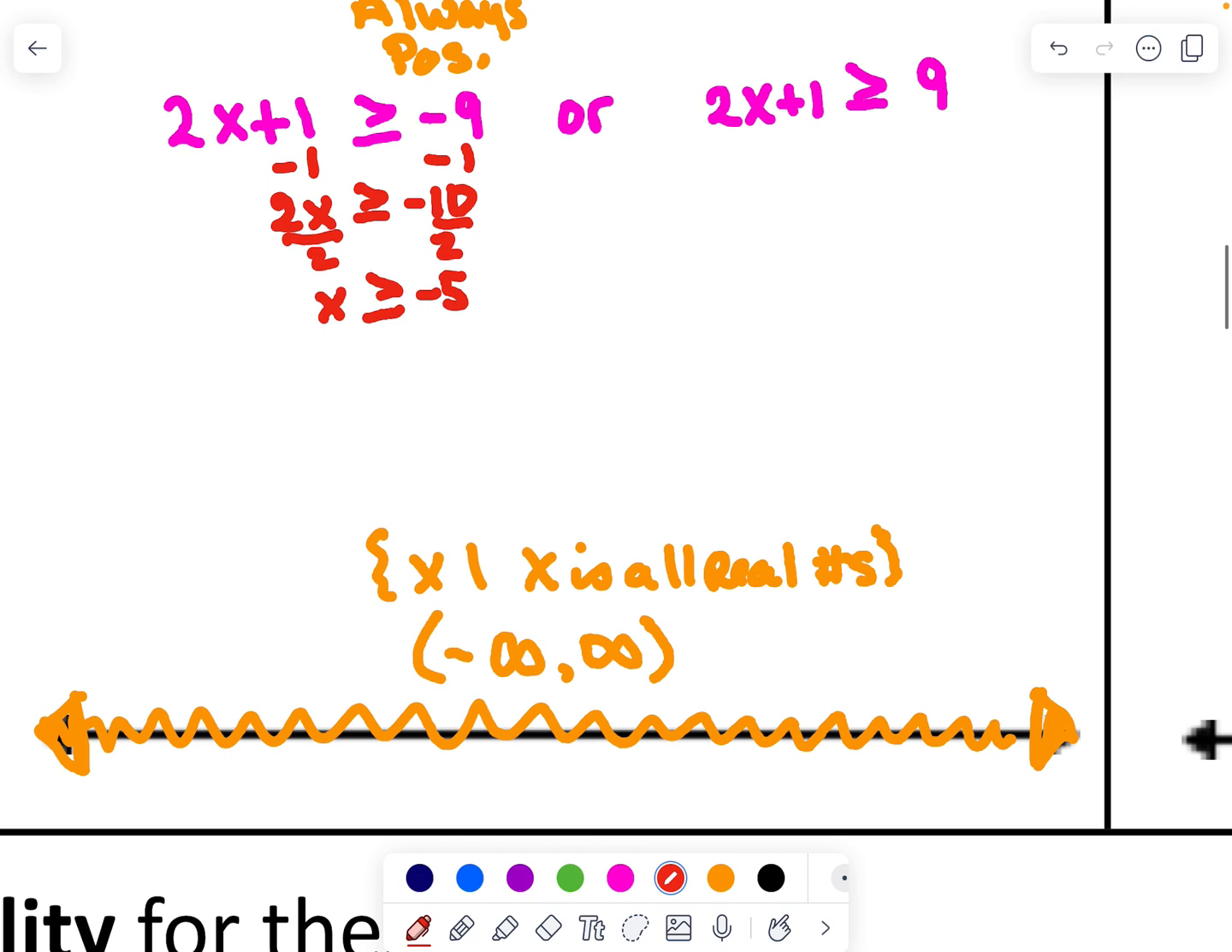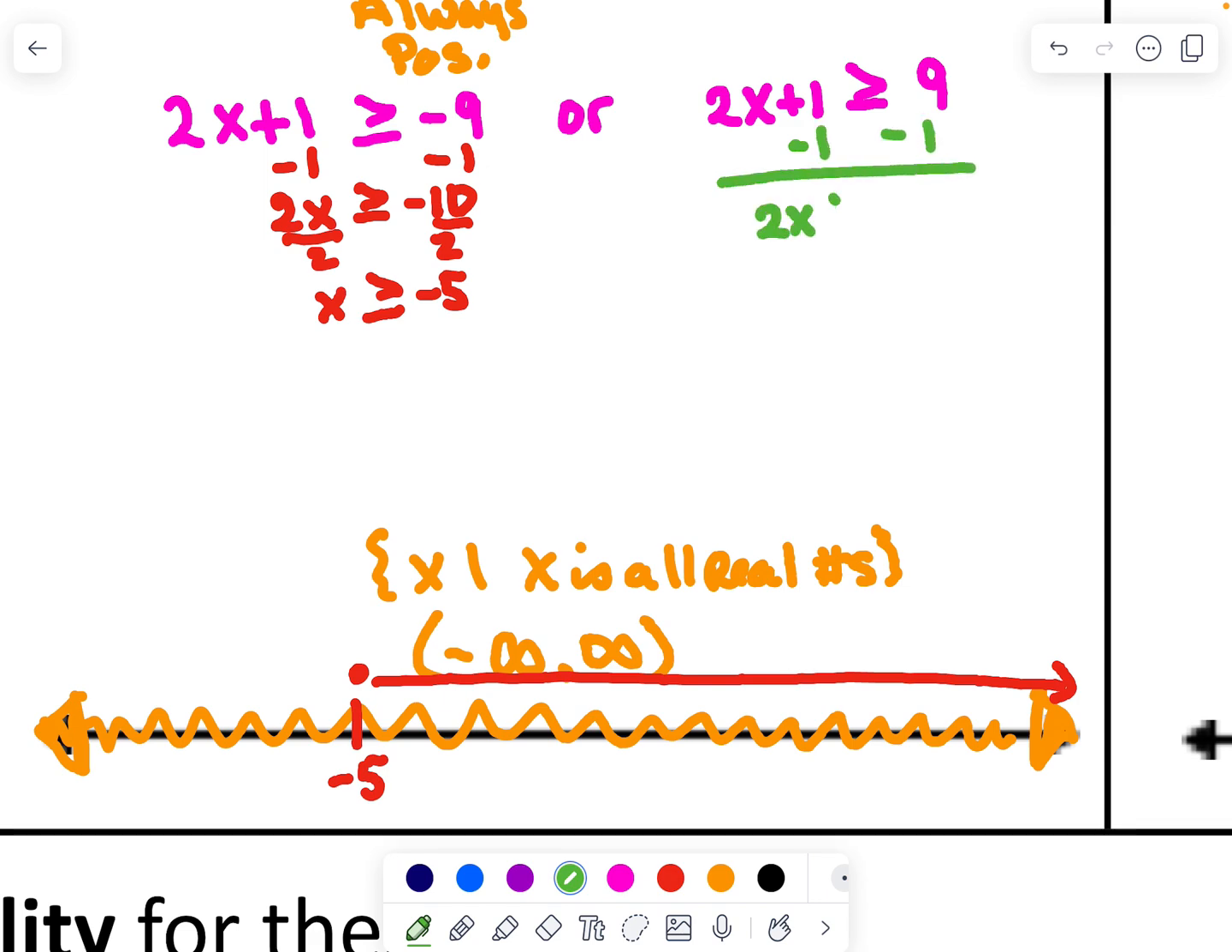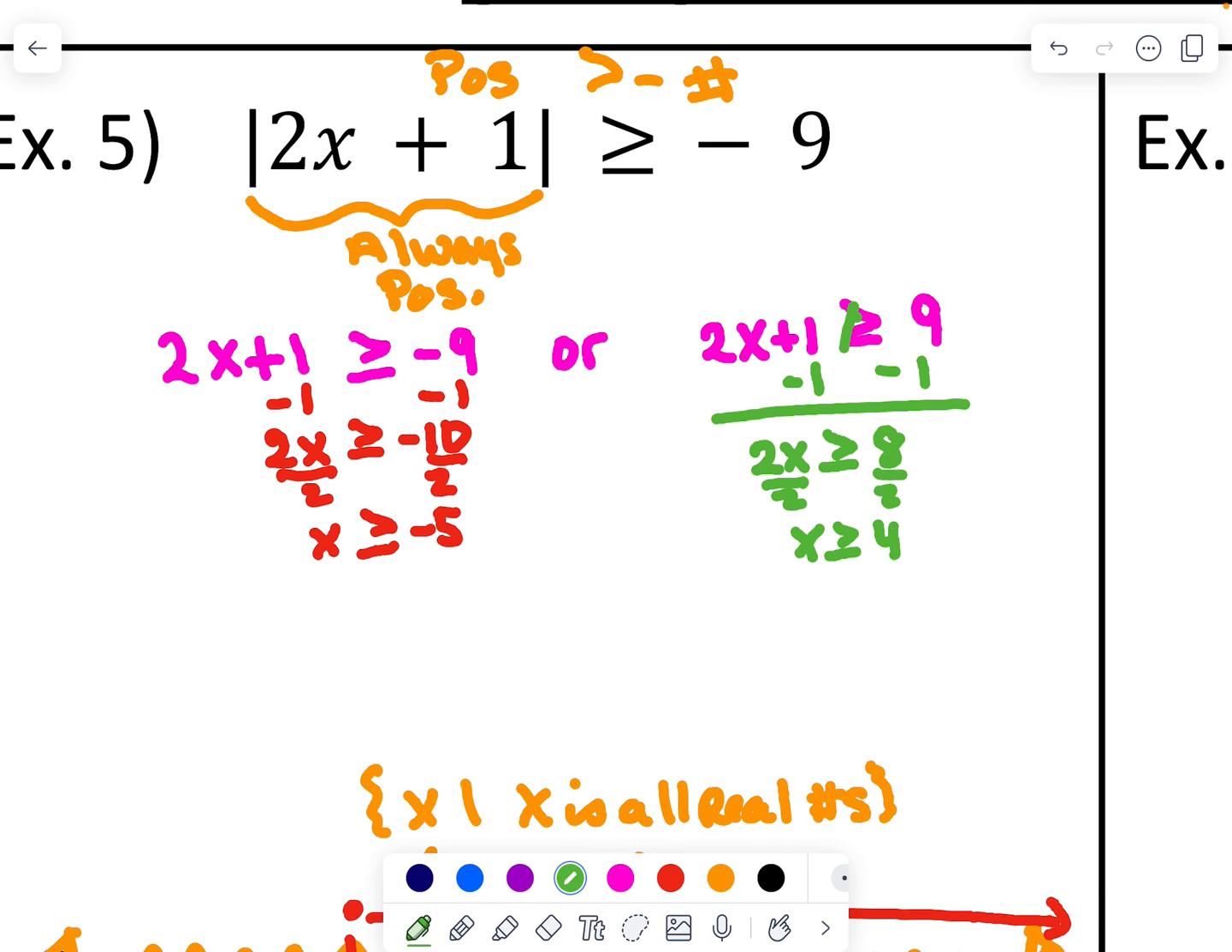Now, if we put negative 5 right here and say we're going to be greater than or equal to, that means we can take all of these values as solutions. If we do this one and subtract 1, we get 2x is greater than or equal to 8. And when we divide by 2, we get x is greater than or equal to 4. That means we will, oh, we didn't change the inequality, did we? Bad, bad, bad. Let's go ahead and change that inequality. Because remember, when we change the sign of this value, we also have to change the inequality. So this is actually a less than. Sorry about that.